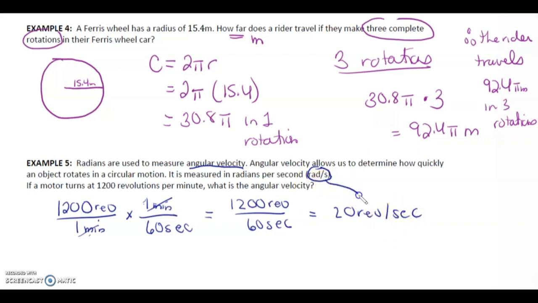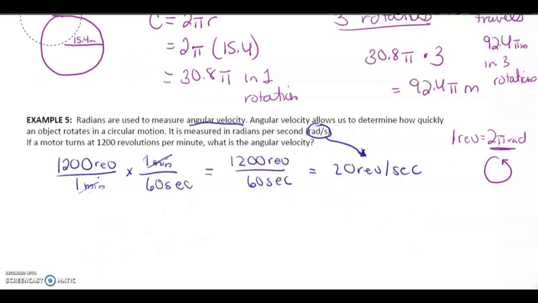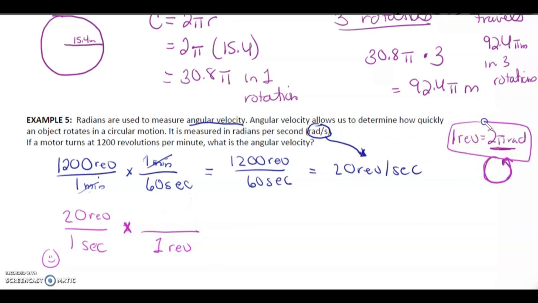Okay? But this is not in radians per second, so now we have to convert to radians. Okay, I'm going to transfer this 20 rev per second down here. So we have 20 rev per second, okay, per 1 second. Okay, the 1 second is good. We want that in there. So what we want to do is find an equivalence to multiply this by to get rid of the revolution. So when we think of one revolution of a circle, it's one full circle. It's 2 pi radian. So 2 pi radian is one revolution.